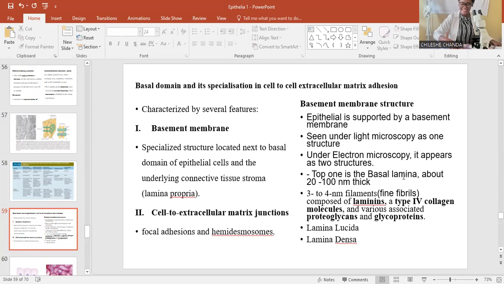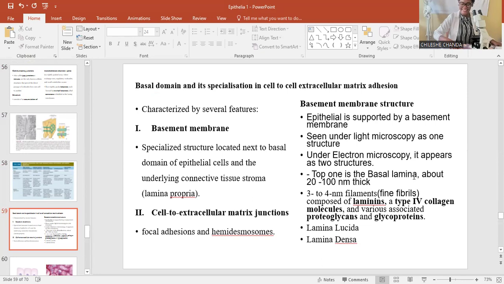When you are looking at it under a light microscope, you will think it is just one structure. But when you look at it under an electron microscope, you will find that it is made up of two layers also. So it is 10 to 100 nanometers thick, and made up of fine fibrils, fine filaments. These filaments are made up of different types of proteins.